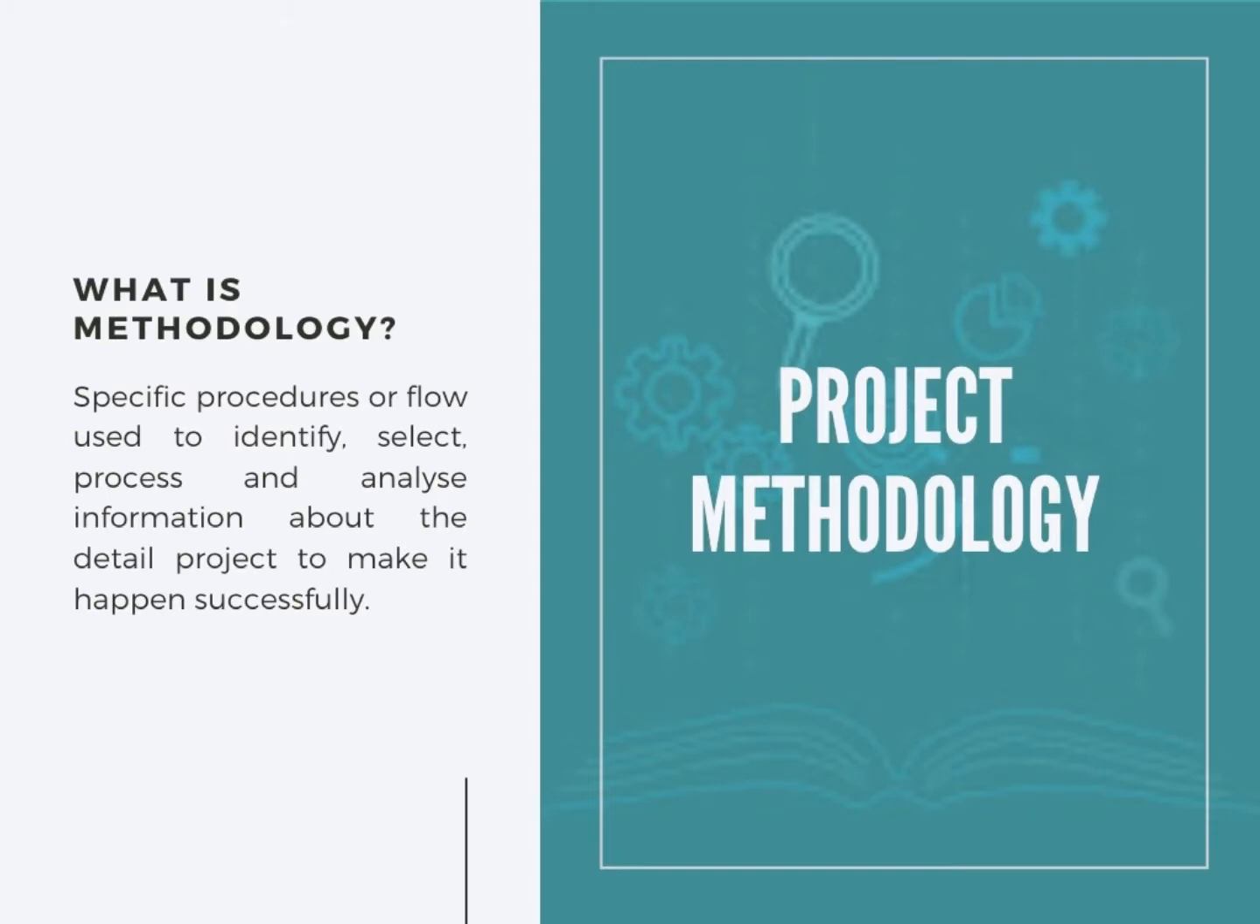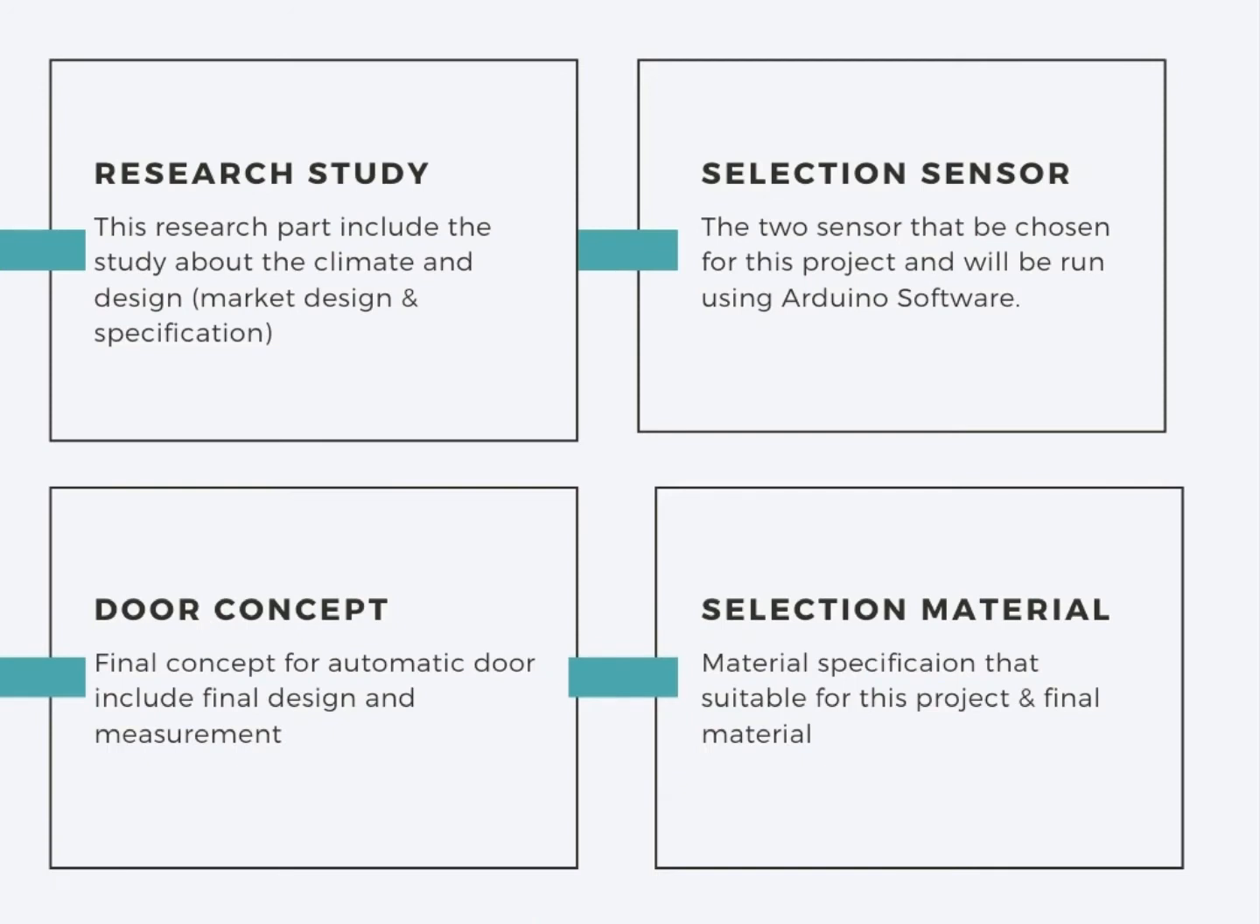Now, this is the part for the project methodology. This is how the methodology runs. At first, I need to study research about climate and design. Then I need to select the sensors, which are the flood sensor and the rain sensor. For the door concept, I need to finalize the concept for the automatic door, including the measurements. For the material selection, I need to select the material specification that is suitable for this project and the final material.